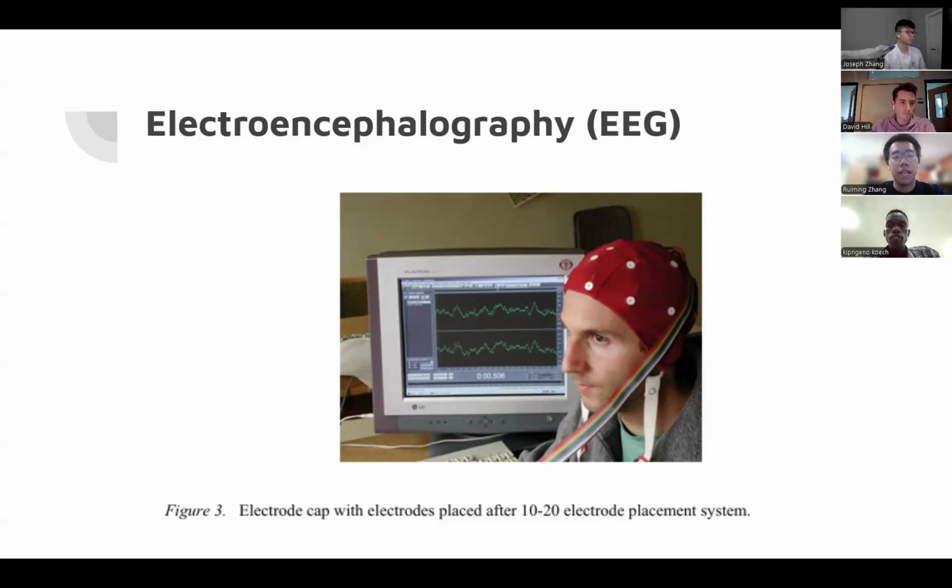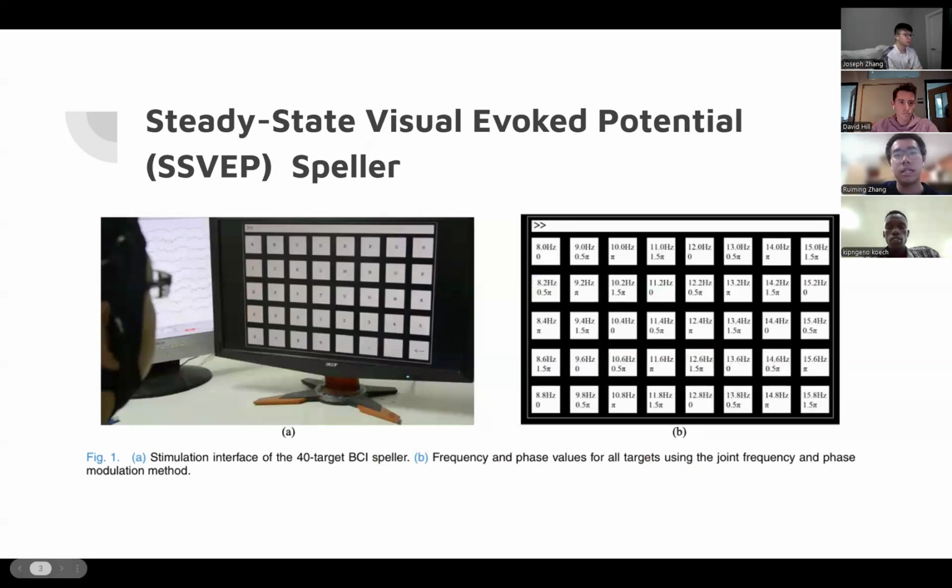EEG is a non-invasive technique used to record the electrical activity of the brain. It captures brain signals through electrodes placed on the scalp. One typical type of brain signal measured with EEG is the SSVEP, which is elicited by visual stimuli with stable frequencies. The SSVEP speller is a brain-computer interface application using SSVEP.